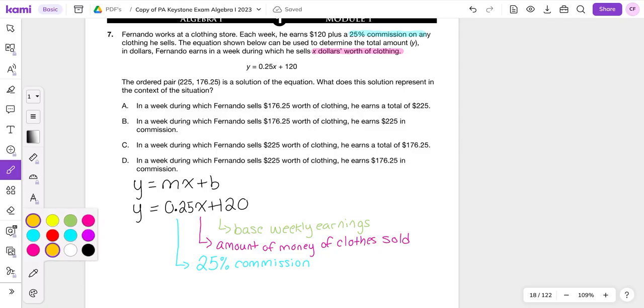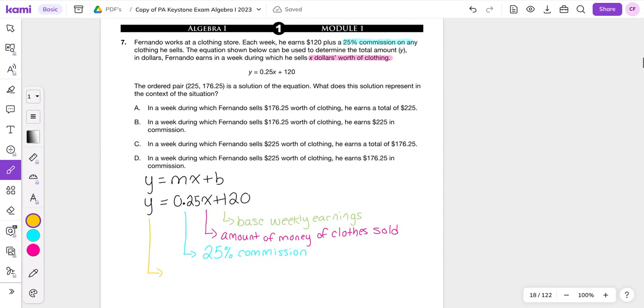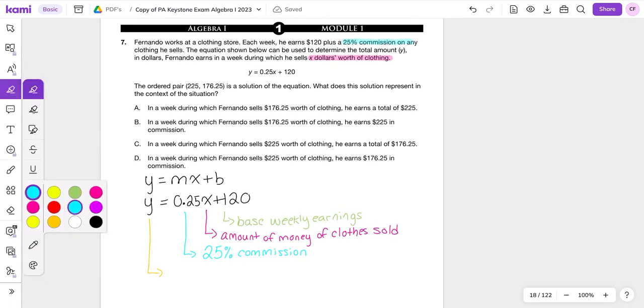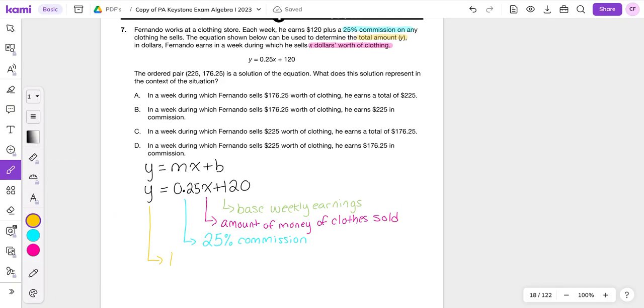And the last part here, Y, it says what Y is. Y, from the original problem, is the total amount. So Y is the total amount earned.